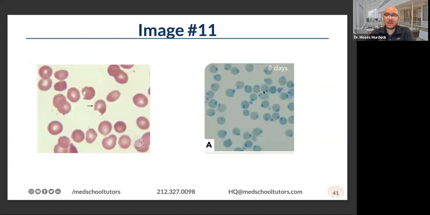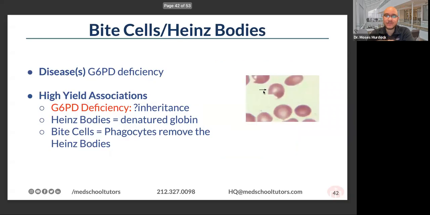Here we have two images that relate to the same disease. What is the name here for this disease, or the red blood cell abnormality that's found here? So absolutely, these are bite cells. And on the right, we saw Heinz bodies. And the classic association, you all are too fast, already put it in the chat. This is G6PD deficiency, right?